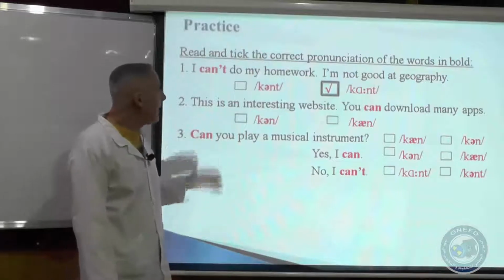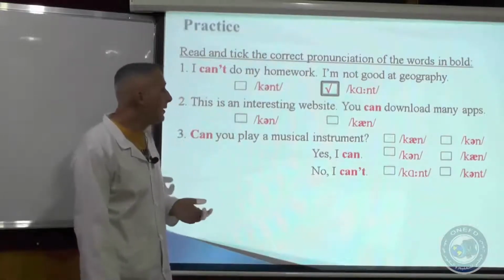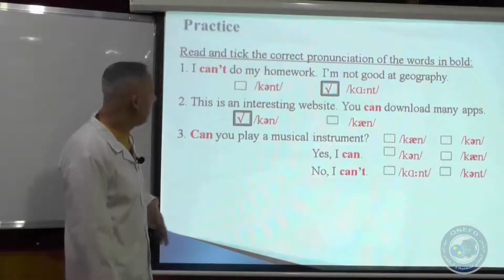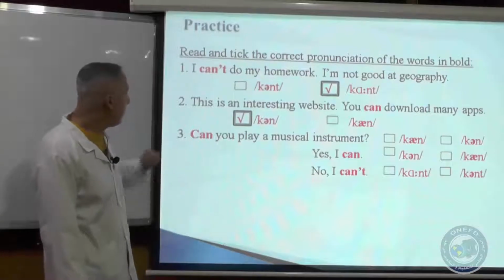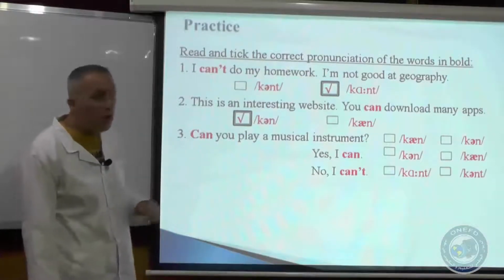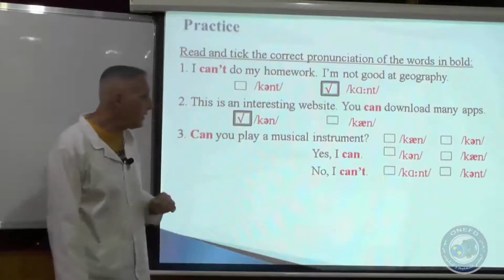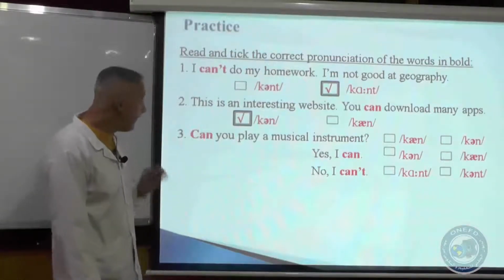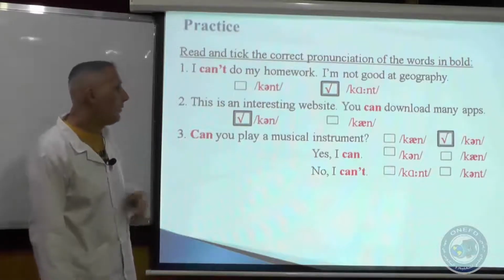2. This is an interesting website. You can download many apps. It is weak form. Yes, you can download many apps. Number 3, it's a yes and no question. Say, can you play a musical instrument? I repeat, can you play a musical instrument? It is a weak form.